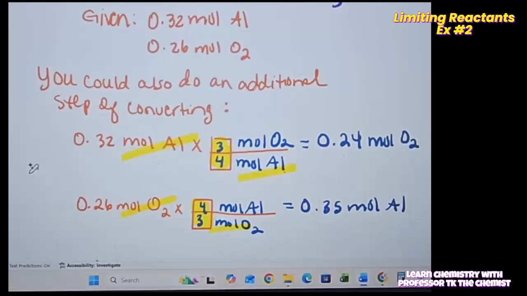Now, all right. So as you guys look at these numbers right here, what do you all notice?